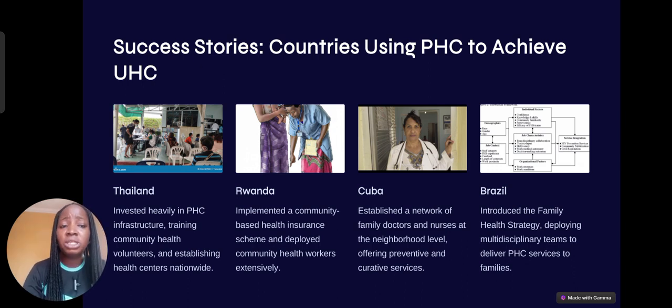Then we have Cuba. Cuba was able to establish a network of family doctors and nurses, and in Nigeria we have our doctors leaving and nurses leaving. But Cuba had a network of family doctors and nurses at the neighborhood level. So if the neighborhood is healthy, therefore the nation will also end up being healthy. And they offered preventive and curative services as well. Then lastly, we have Brazil. Brazil introduced the family health strategy, deploying multidisciplinary teams, with collaboration, to deliver primary healthcare services to families. So at the family level, each family makes sure that they are healthy.